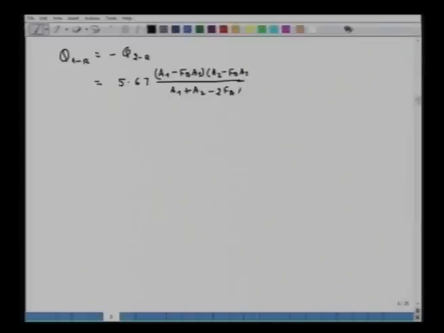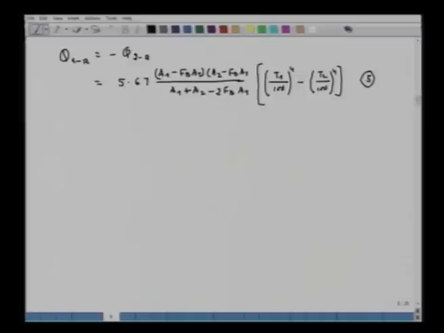So, now further we can write down, say Q1 to R is equal to minus Q2 to R, and that is equal to say 5.67 into A1 minus FB into A1, A2 minus FB into A1, upon A1 plus A2 minus 2FB into A1, T1 upon 100 to the power 4 minus T2 upon 100 to the power 4. Let us call this expression number 5.